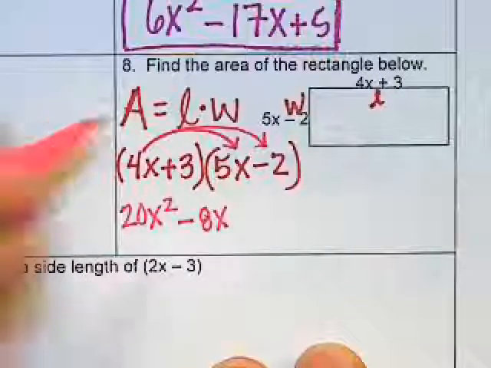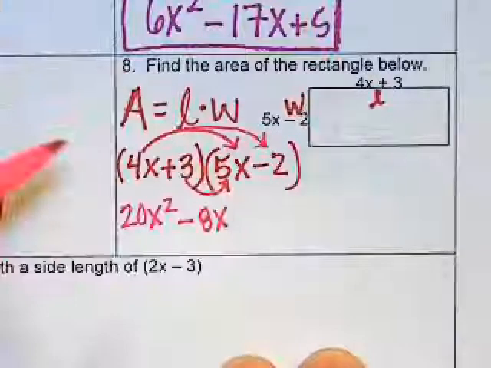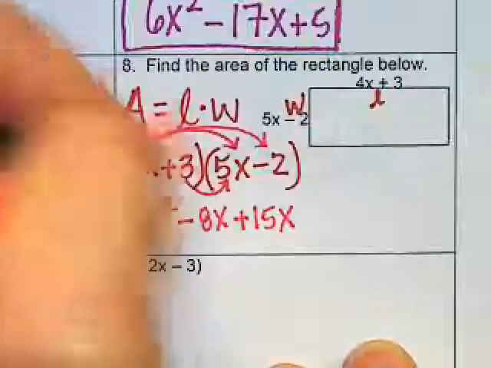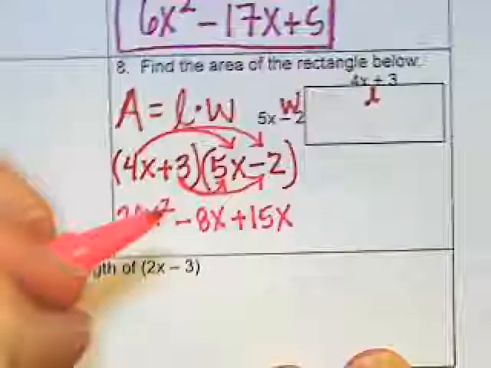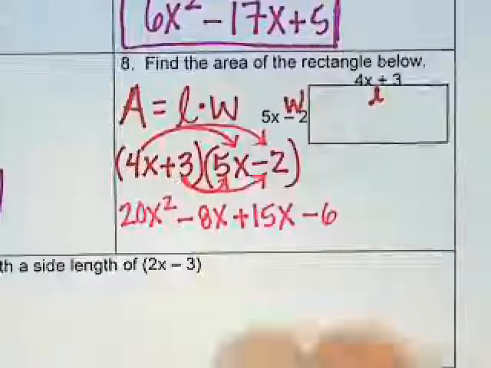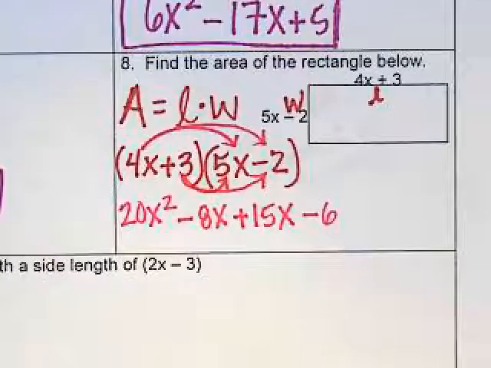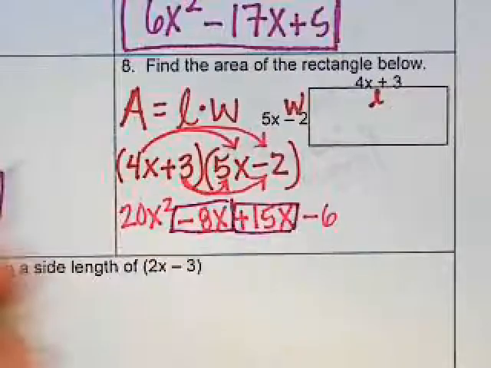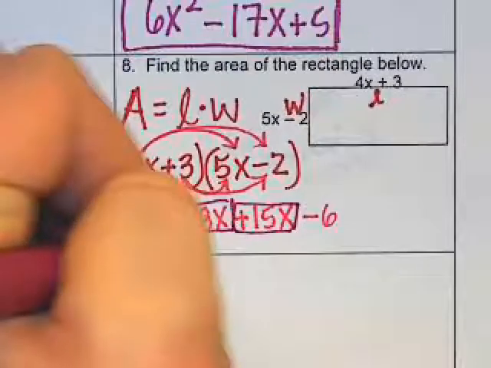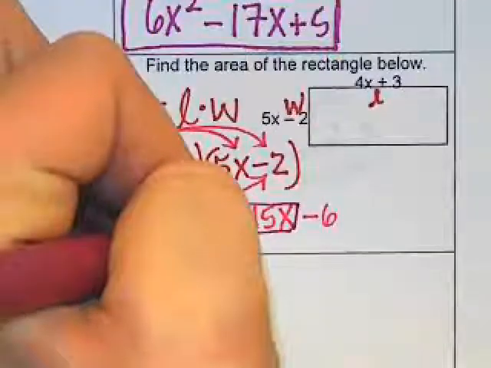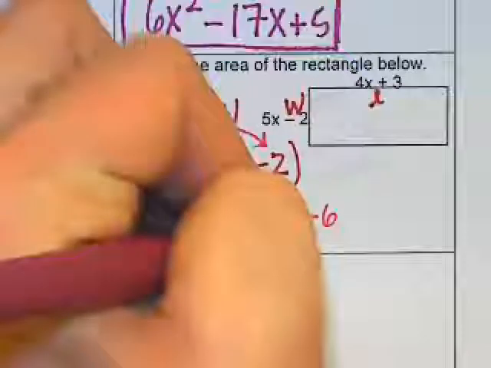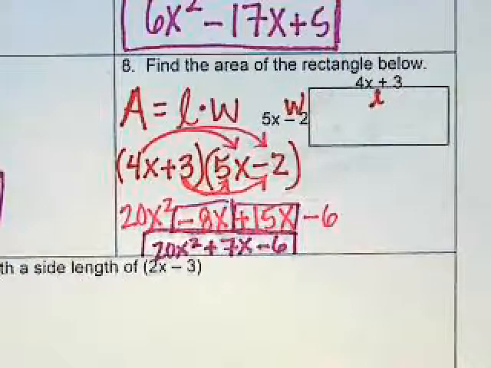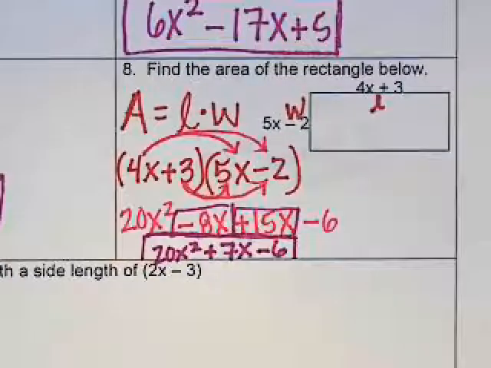Then I go underneath. 3 times 5x, positive 15x. 3 times negative 2, negative 6. Last but not least, we need to combine like terms, which is negative 8x and 15x. So I'm left with 20x squared plus 7x minus 6. Negative 8 and 15 give me 7.